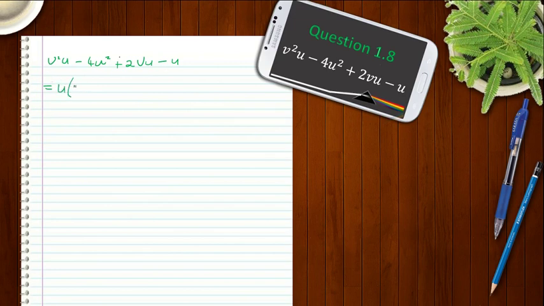So in this term, we only have v squared left minus 4, and then there's just a u left, one of them, because we took out 1, and then plus 2v minus 1, because this term only contains a u. And then this is our answer.